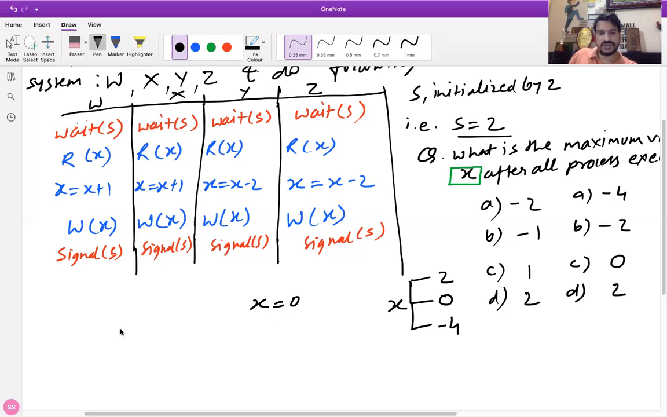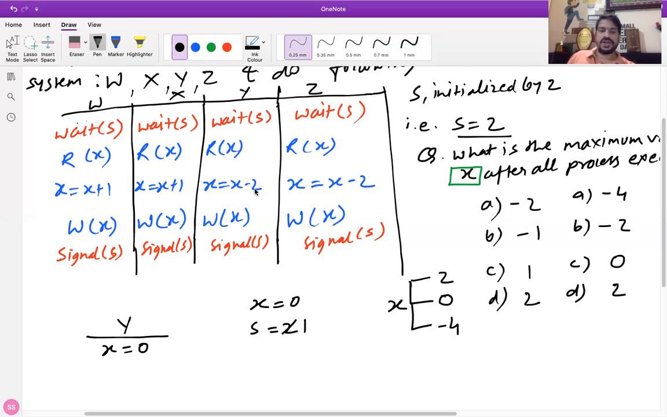So let's assume that we are executing the process Y. So what is the value of S? We'll take the value of S here. S value is 2. It will do wait. Y will be allowed into the critical section because S value is greater than 0. It will decrement the value of S by 1, and it will be allowed into the critical section. It will read the value of X. What is the value of X? X is 0.